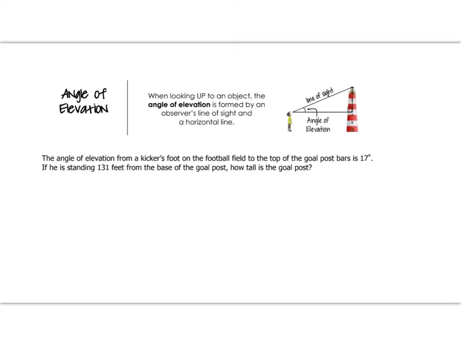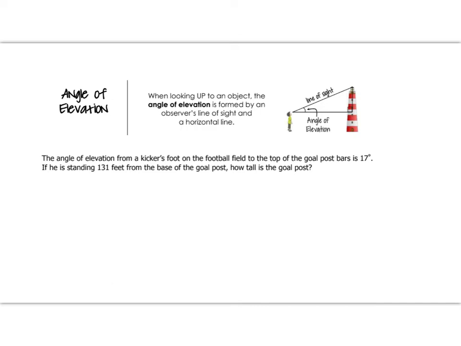Okay, so if we take a look here, angle of elevation means you're looking up. So the angle of elevation, when looking up to an object, is formed by an observer's line of sight and a horizontal line. So you can see here where the angle of elevation is done. So let's take a look here.